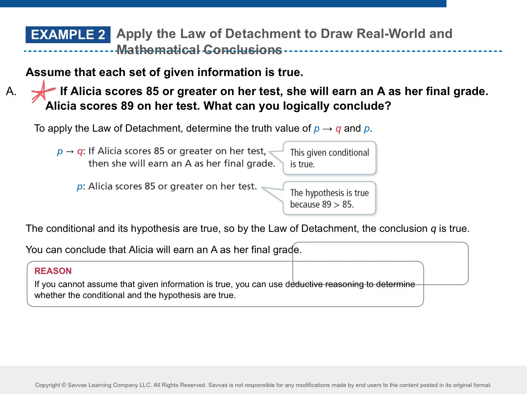Looking at this example right here, it's not in your notes yet. It says, if Alicia scores 85% or greater on her test, then she will earn an A as her final grade. That's my if-then statement. And then it says, Alicia scores 89% on her test. What can we logically conclude? She got an A, right? It says if she scores greater than 85, well, she got an 89, so we know that she got an A for her final grade. What if it was 84? She did not get an A. So that's what we're getting from the if-then statement. It's going to give you the if-then statement, and it's going to say a statement about that, and then it's going to ask what you can conclude from that statement.